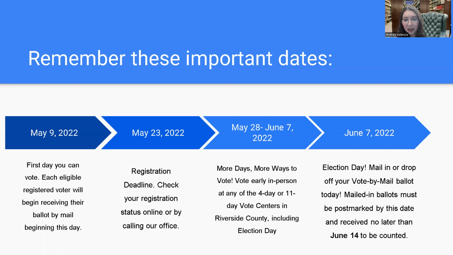May 28th through June 7th, that is where you can vote early in person at any of the 4-day or 11-day voter centers in Riverside County, including Election Day. And then June 7th is official election day. So you can mail in, drop off your vote by mail ballot. Mail-in ballots must be postmarked by this date and received no later than June 14th to be counted.